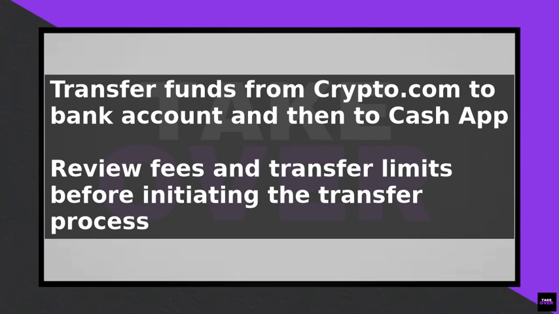In conclusion, transferring money from Crypto.com to Cash App requires selling your cryptocurrency for a fiat currency, transferring the funds to your bank account, and then to Cash App. By following these steps and being mindful of the associated fees and transfer limits, you can successfully transfer your funds from Crypto.com to Cash App.